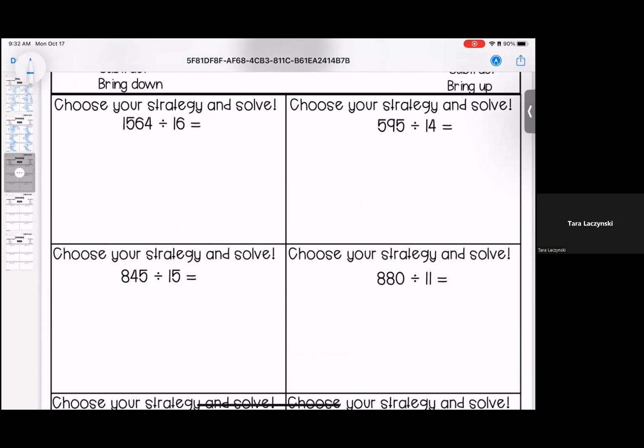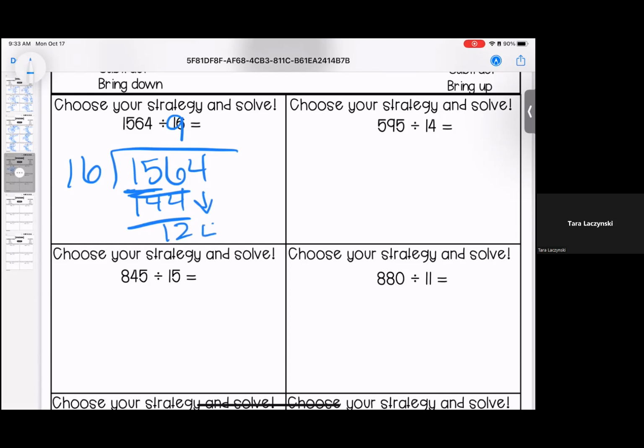1,564 divided by 16. Set up your problem. 16 does not go into 1 or 15, but it does go into 156. Remember, use your guess and check. This is going to go in 9 times. We know that 9 is the biggest option, so if it's a pretty big number, start your guess and check with the number times 9. We know it can only be a 1-digit number, so 9 is going to be our biggest option here. 9 times 16 is 144. When I subtract that, I'm left with 12.